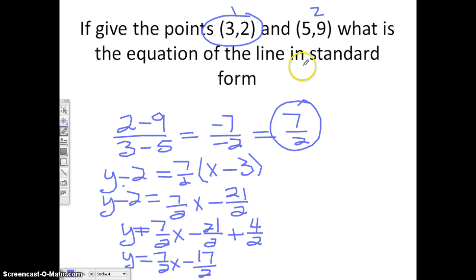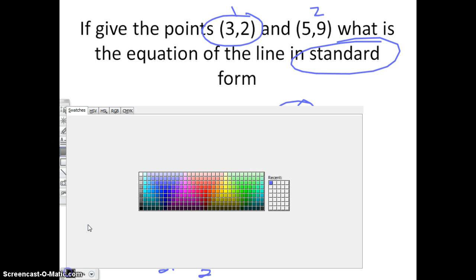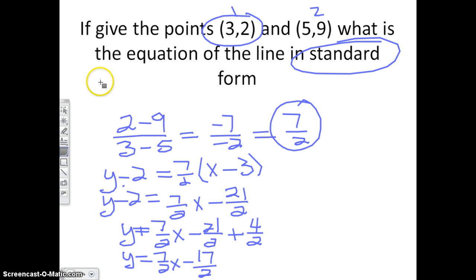Now, you might be tempted to stop, but look, they're asking for it in standard form. This, unfortunately, is not standard form. So I need to get some more room so that I can transform this to standard form.